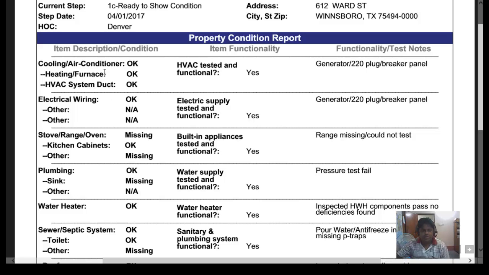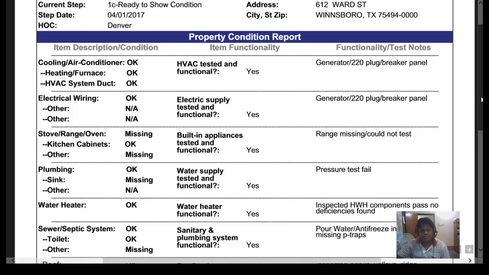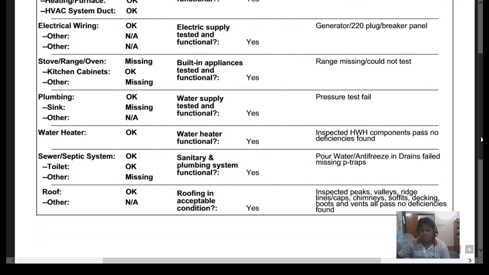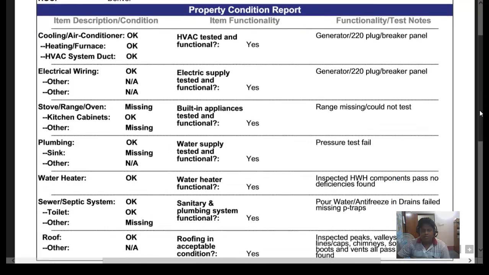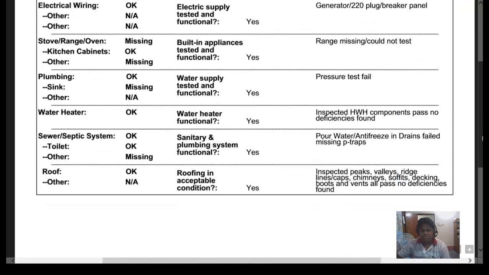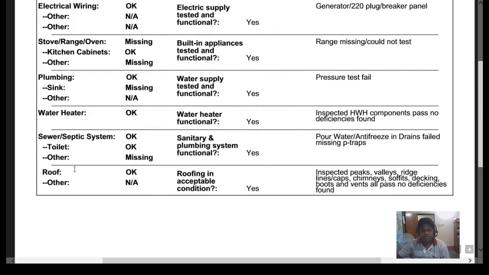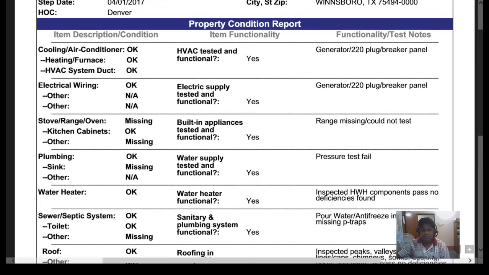This is cooling, air conditioning, okay; heating, furnace, okay; all the features. AC is tested and functioning, yes; generator 200; breaker panel; all the features. What is okay and where there is a problem, we can get details from here. We can find out any problem listed here, or any tools not working. We can see the septic system, okay; sanitary and plumbing system, yes, okay; all the features. We can get a clear idea about the property from here.